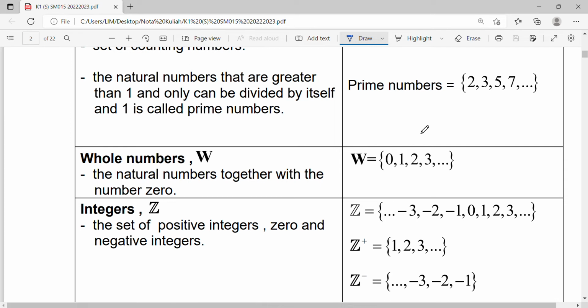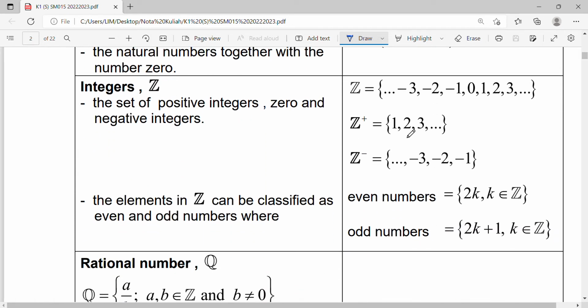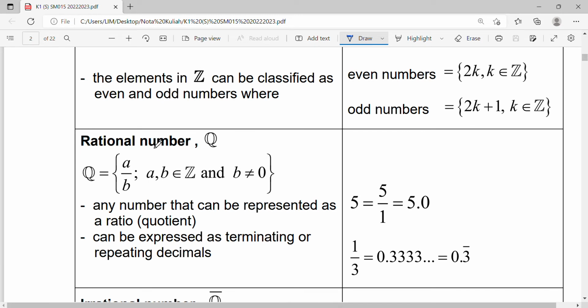Alright, so when we want to involve fractions and decimals, it will go to a bigger group. We call it rational numbers, the numbers that can be expressed as a fraction. Okay, so 5 can be expressed as a ratio, right? So 5 over 1. So 5 is also a rational number. Okay, so 1 over 3 can be expressed as a ratio. So this 1 over 3 is a rational number.